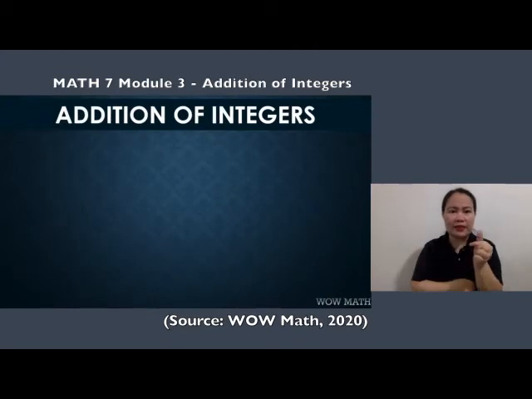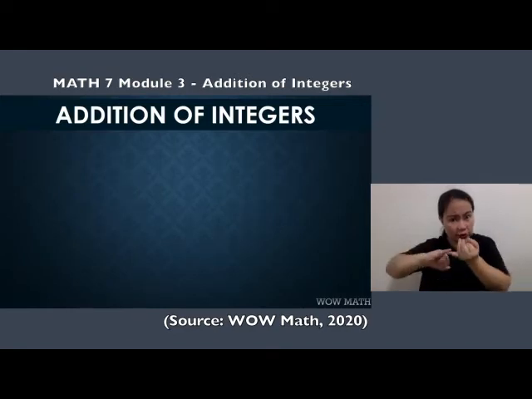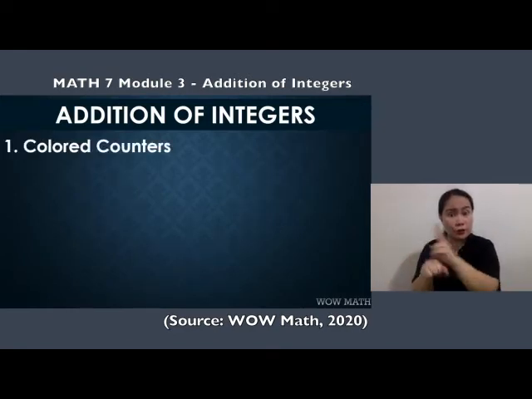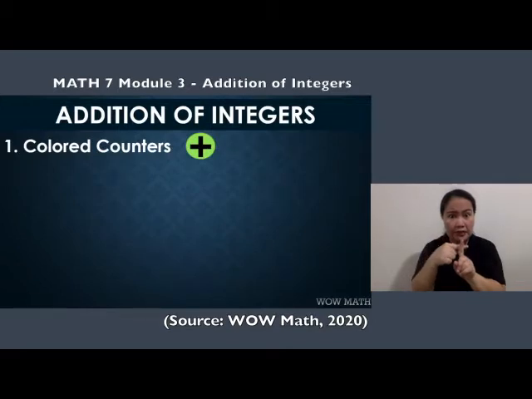Now, how to add integers? So again, meron tayong tatlong paraan kung paano mag-add ng integers. So first, you can make use of the colored counters. So pag sinabi natin colored counters, ito yung representation or models. So pwede mo itong gamitin. Okay, so let us represent a positive integer as color green. And then for negative integer, let's use red.